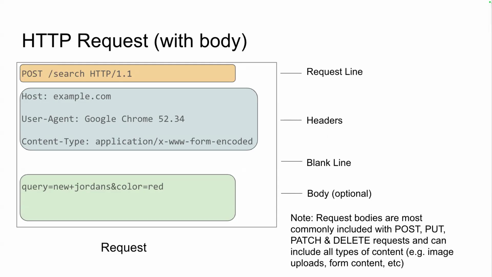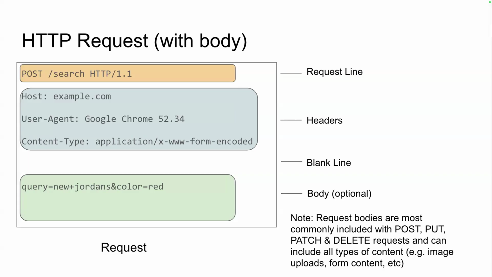Just like the bottom right. This entire slide. And go ahead, Jack. HTTP request with body. So you have a request line, you have headers, you have a blank line, you have a body, which is optional, in a request. And note, request bodies are most commonly included with post, put, patch, and delete requests, and can include all types of content like images, and form content, etc.